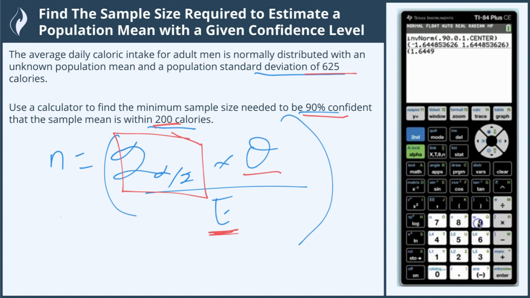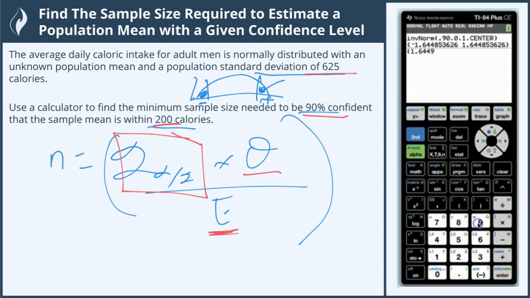What the Z of alpha gives us is this value right here, and right here. This side is negative and this side is positive. So that is why you have a negative 1.64 and a positive 1.64. We just need one of those values because we're just focusing on the Z of alpha over 2. All right, so let's continue on.